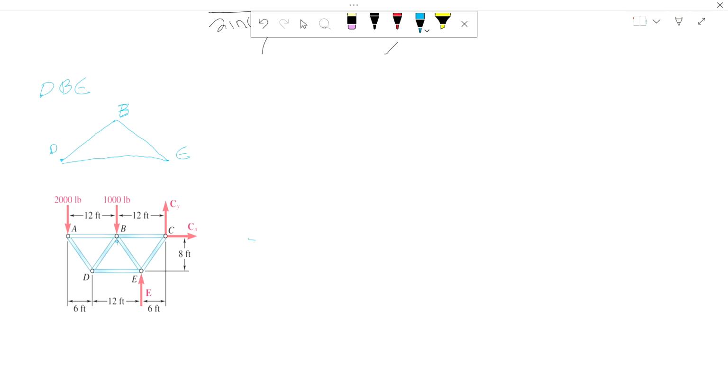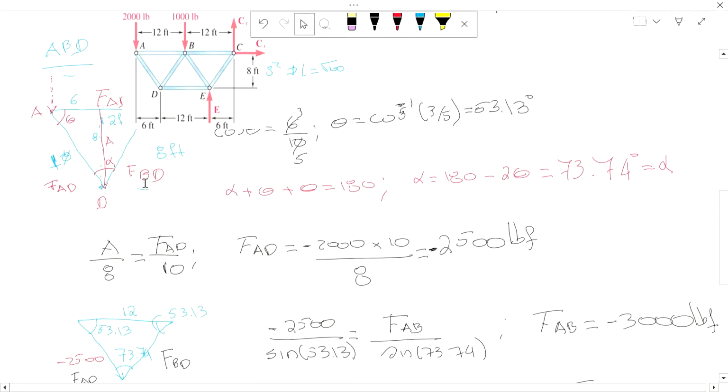Okay. So that means that if you notice, it's 12, and this is still at 6. So this is still 12, and this is still 8. So this is still 10. So this is still 53.13. This is 73.74. Right? Is that what we found earlier? Yes.